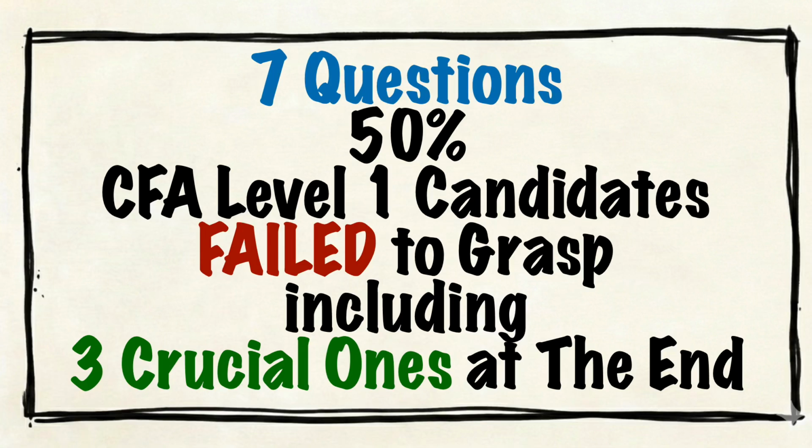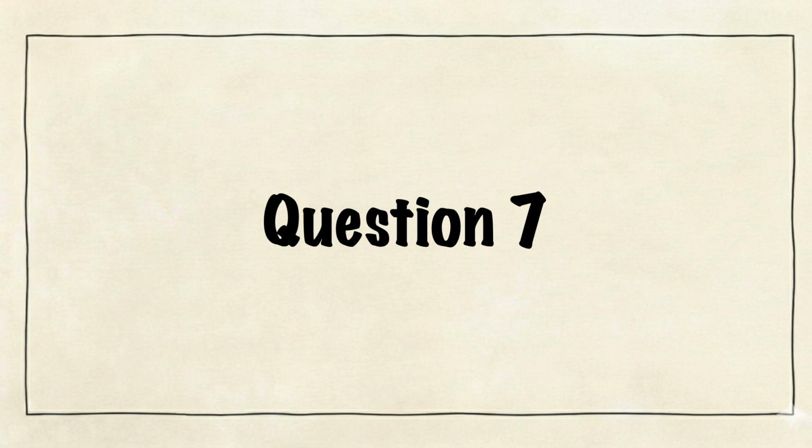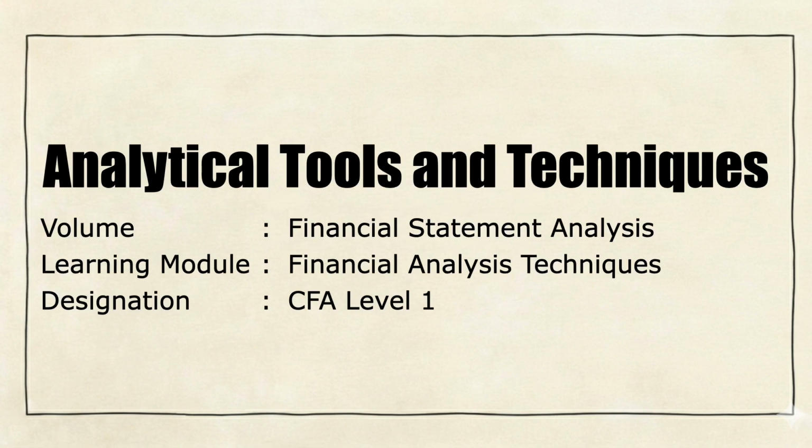7 questions 50% of CFA Level 1 candidates fail to grasp, including 3 crucial ones at the end. Question 7. Analytical tools and techniques.